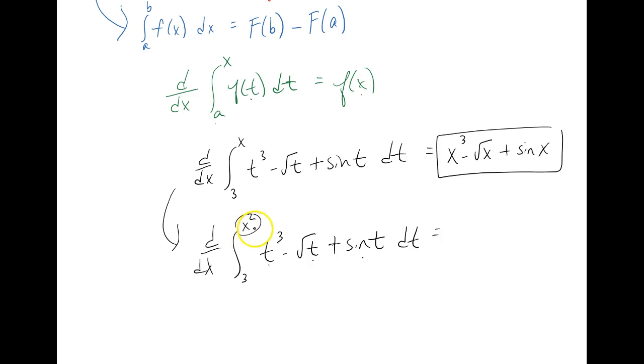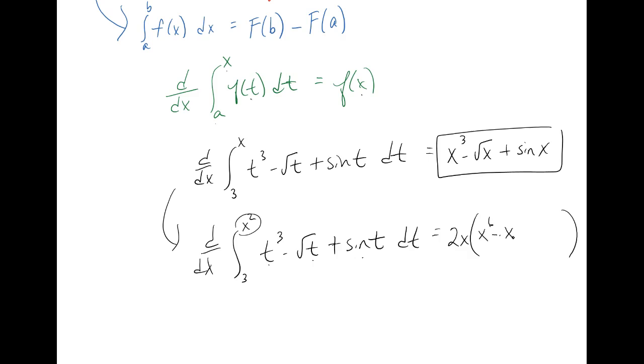So you look at that derivative, and that's going to be just multiplied by whatever happens when you plug this in. So x squared gets plugged into t, so if it's x squared to the third, it's really x to the sixth, minus what happens when I do the square root of x squared.